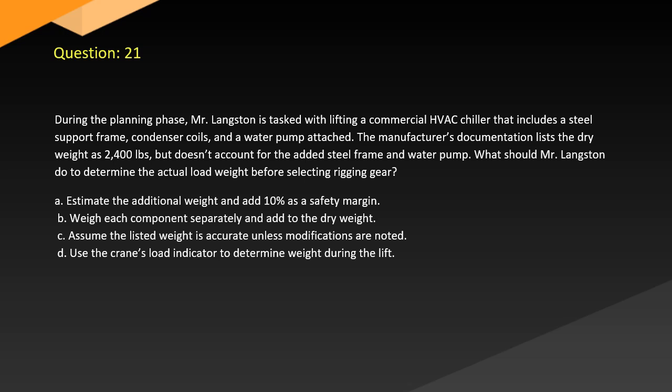Question 21. During the planning phase, Mr. Langston is tasked with lifting a commercial HVAC chiller that includes a steel support frame, condenser coils, and a water pump attached. The manufacturer's documentation lists the dry weight as 2,400 pounds, but doesn't account for the added steel frame and water pump. What should Mr. Langston do to determine the actual load weight before selecting rigging gear? A. Estimate the additional weight and add 10% as safety margin. B. Weigh each component separately and add to the dry weight. C. Assume the listed weight is accurate unless modifications are noted. D. Use the crane's load indicator to determine weight during the lift.